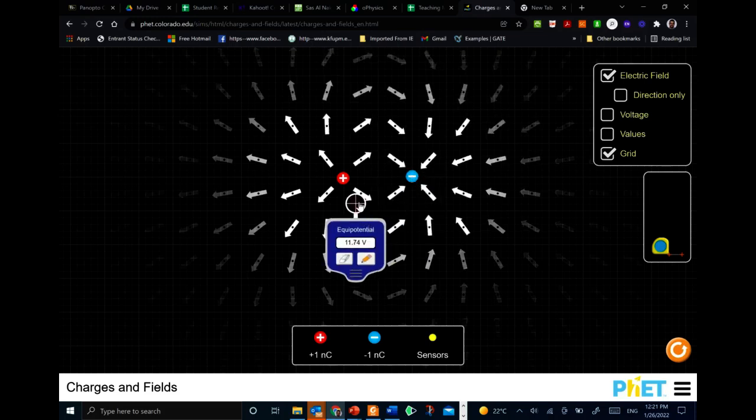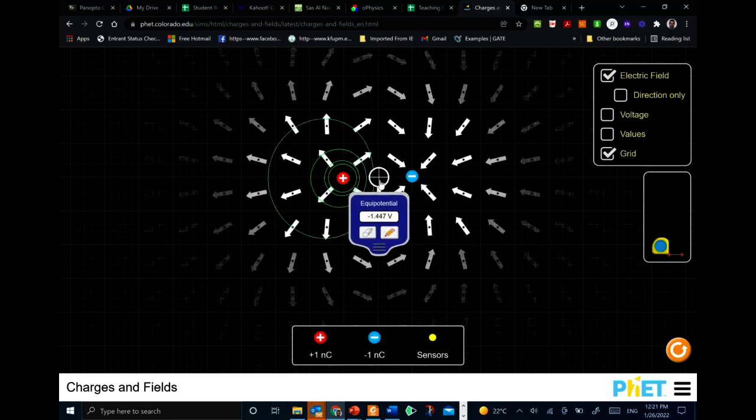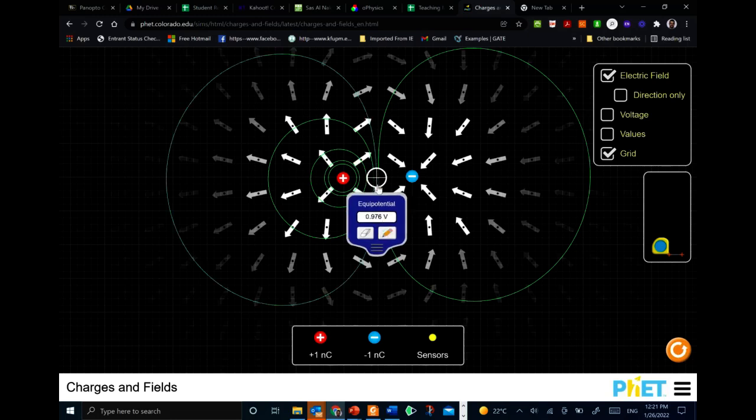Okay, so now I'm going to draw the equipotential lines. 1, 2, 3, 4. If I'm right in the middle, I should be able to get a straight line. Almost. Yeah, okay. So these are what we call the equipotential lines.